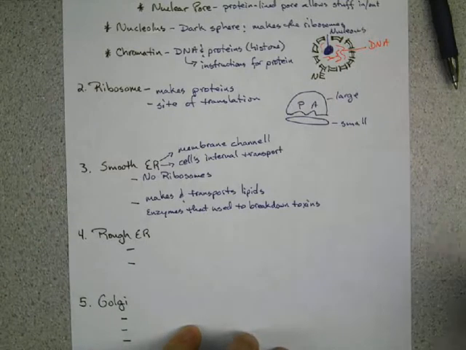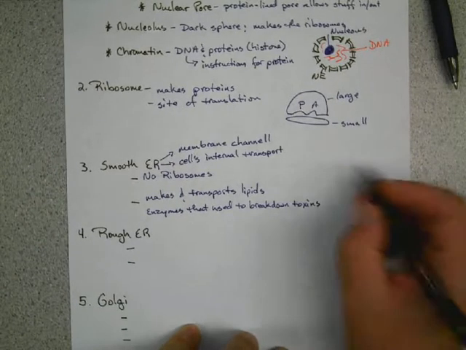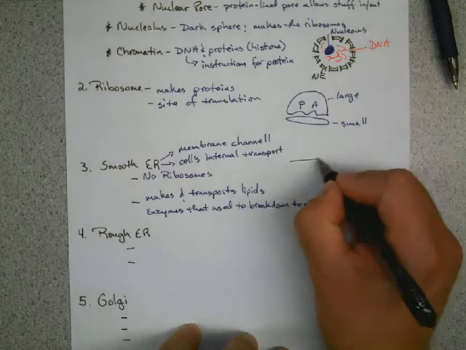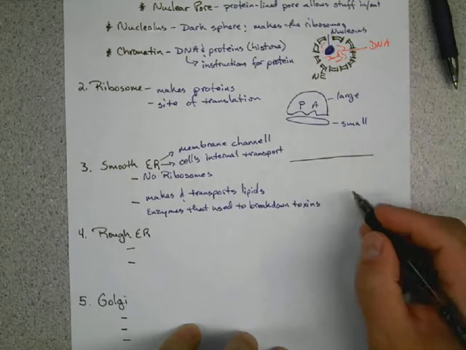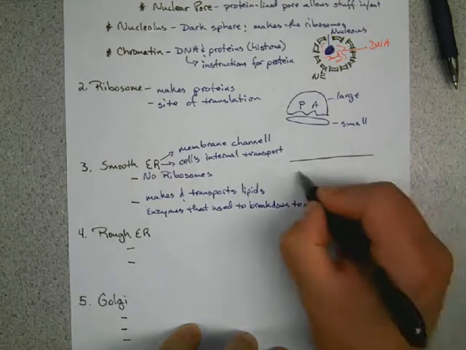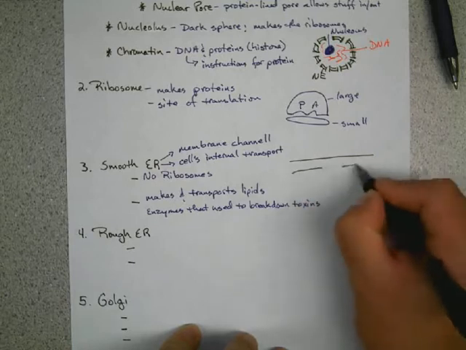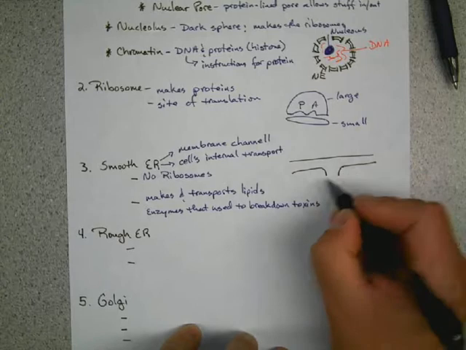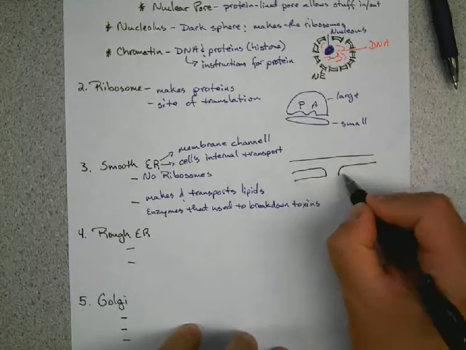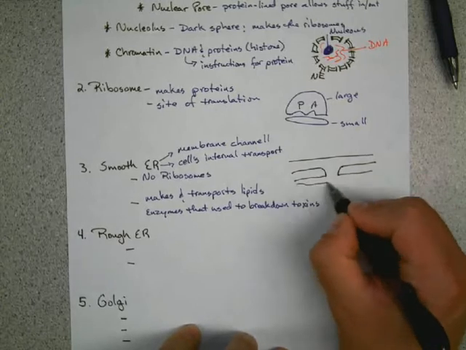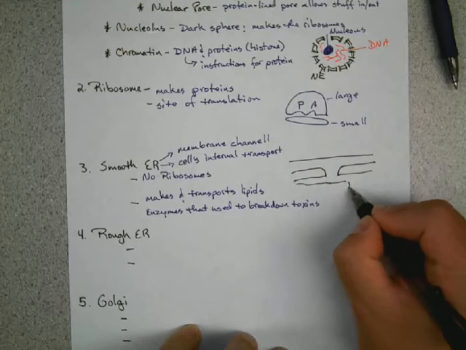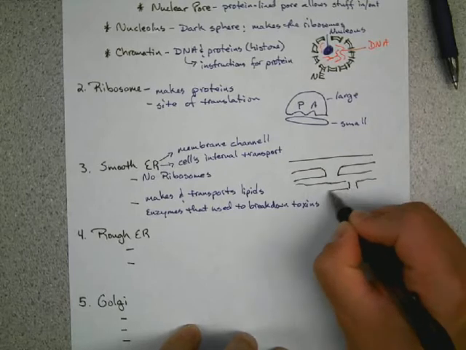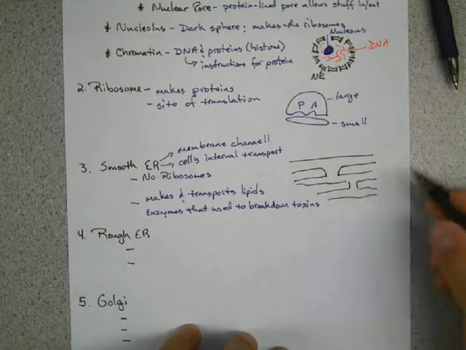Okay, now we want to draw a picture of these. One of the ways you can tell the difference between the ER and the Golgi is that the ER forms like a hallway, but then there is a channel or another small highway to the next level. It just kind of varies. They're not all perfectly symmetrical like this. So this would be typically what an ER looks like.